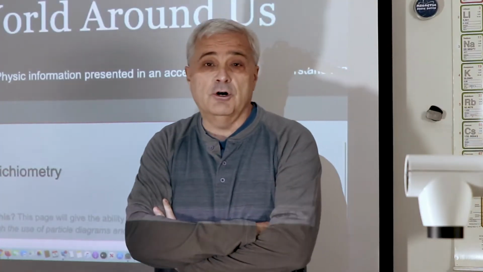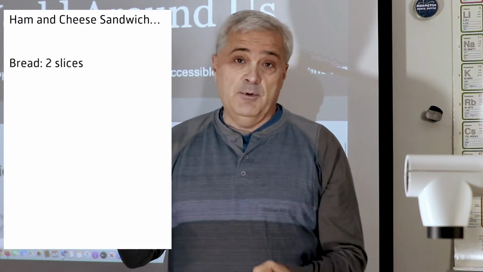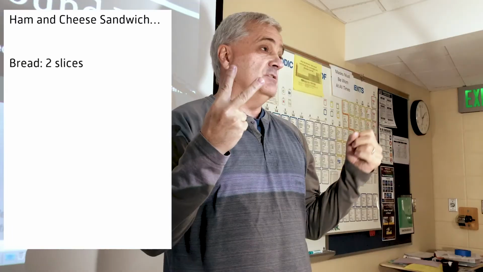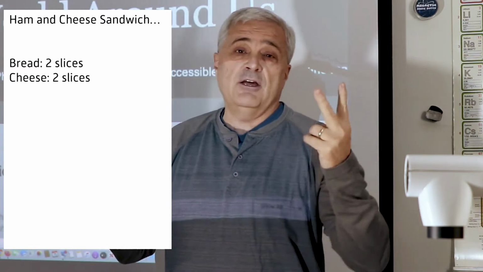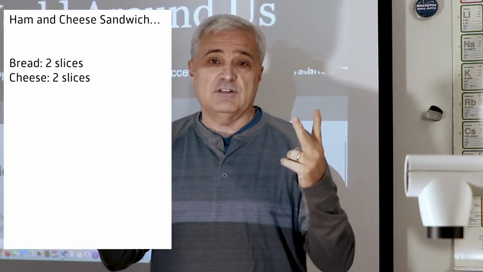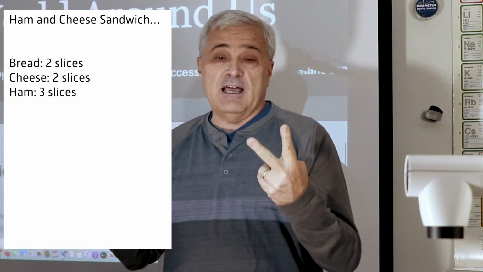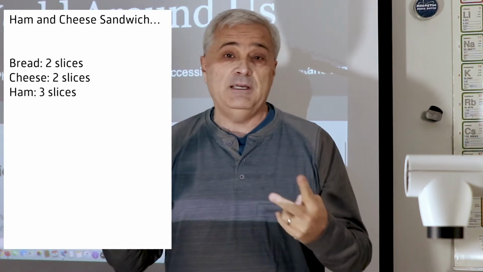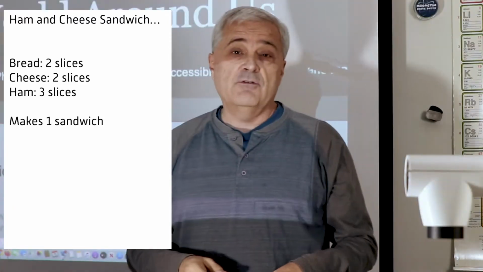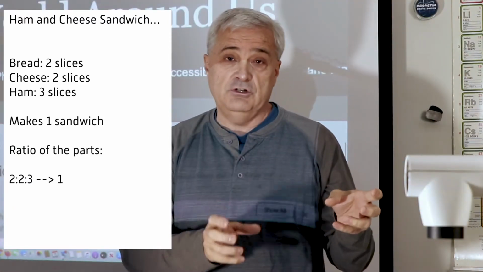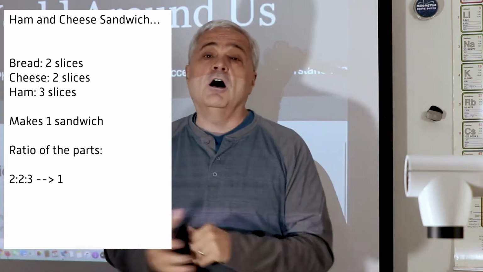How do you make your ham and cheese sandwich? How many slices of bread? How much cheese? I'm going with 2. And some ham, let's say you actually have sliced ham. Maybe you do 3 slices of ham, 2 slices of cheese, and 2 pieces of bread, and that makes 1 sandwich. So you have a ratio of 2 to 2 to 3 creates 1. We do this all the time.